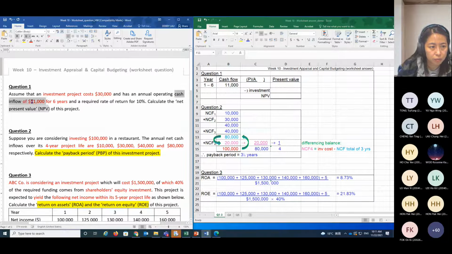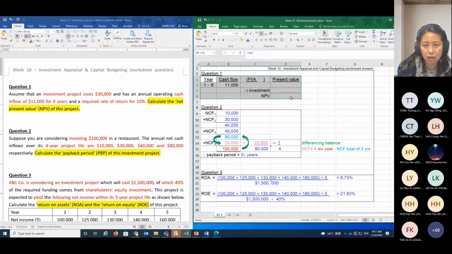Okay, please calculate the NPV of this project. So you have the investment project cost 30,000 and the cash inflow for 6 years is 11,000 and your required rate of return is 10%. Please calculate the NPV of this project. So you have to apply the DCF table. Okay, you have to apply the DCF table.